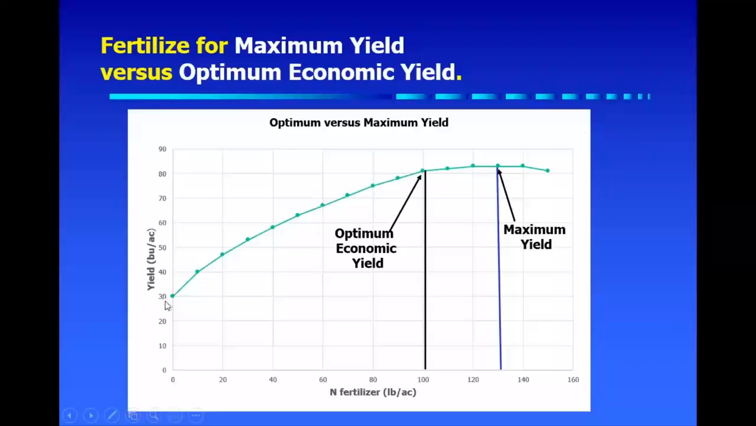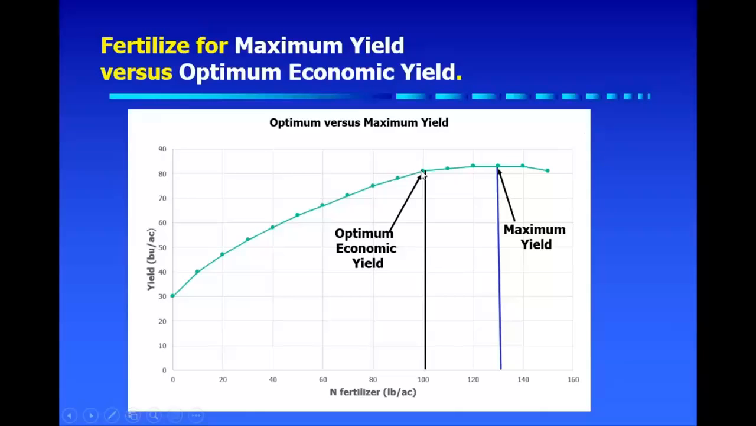So if we were to not put any fertilizer on, this curve is saying, well, we get about 30 bushels. Put on 10 pounds of nitrogen fertilizer, we're going to bump our yield up to 40. Put another 10 pounds on, we're going to get another 8 bushels. Put another 10 pounds, we're going to keep on increasing our yield. So each 10-pound increment of fertilizer, we're increasing our yield.